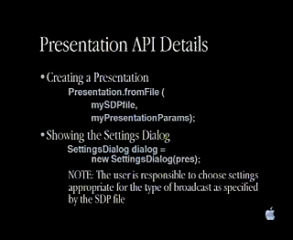So let's look at the presentation API. To create a presentation, you can call presentation from file and specify an SDP file. You can also specify an XML file if you like. And then your presentation parameters, which is an object that lets you specify the sound rate, etc., and data rate. Then if you like, you need to show your settings dialog by calling new settings dialog and pass in your presentation object.